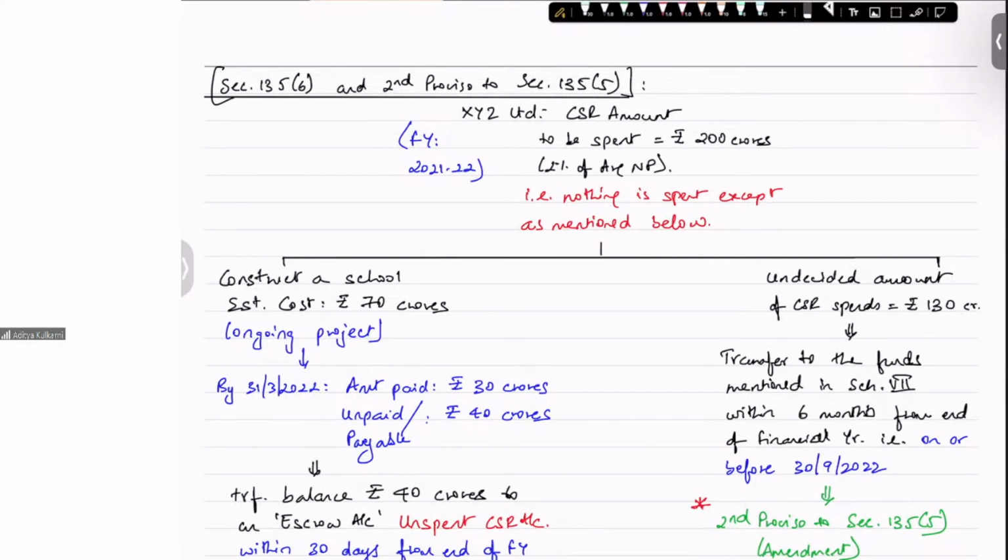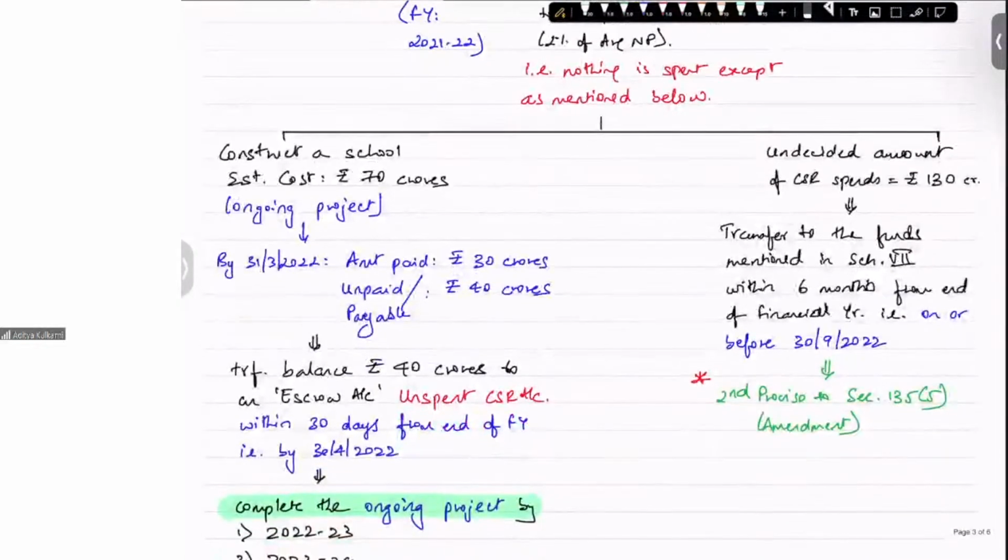So suppose we have XYZ Limited. The CSR amount to be spent is 200 crores. Till now, nothing is spent, in financial year 2022, except as mentioned below. What is mentioned below is the only spends that are there. It has decided to construct a school. The estimated cost of that school is rupees 70 crores.